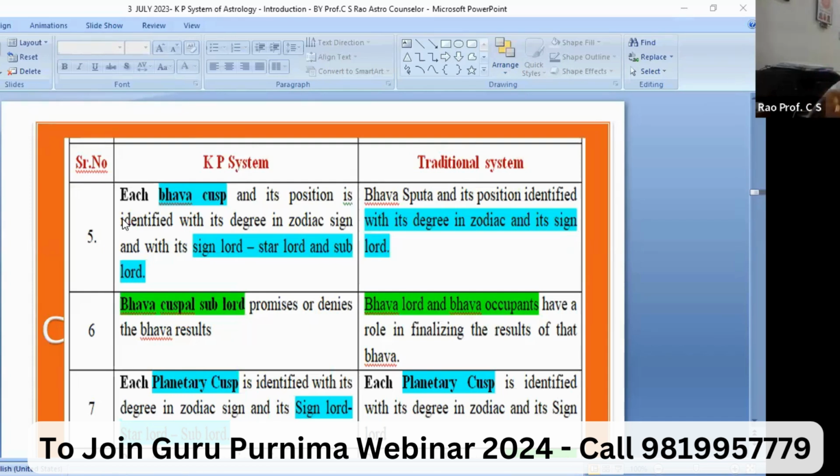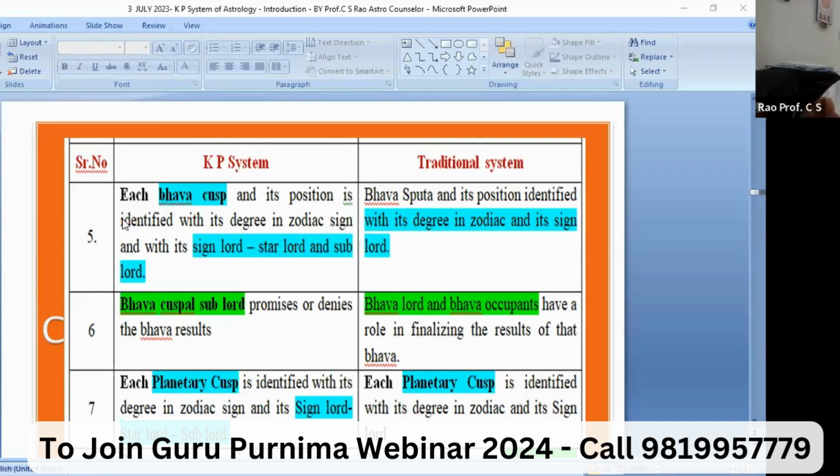The occupant is more powerful than the lord in the traditional system. Or in here also, the occupant, the tenant, is more powerful than the owner. Once the owner has given the house on rent, he cannot enter the house without the tenant's permission. So the fourth occupant decides whether he is good in education or not, like that.